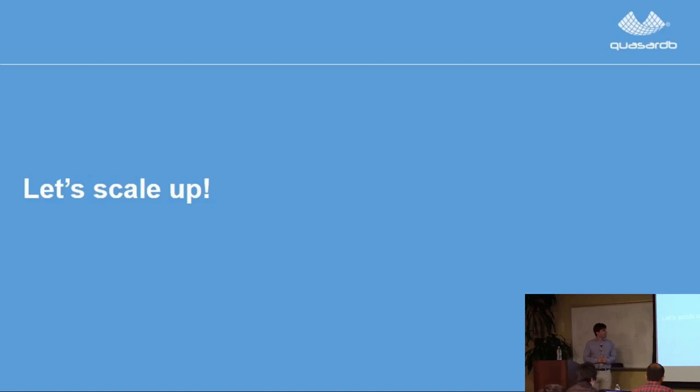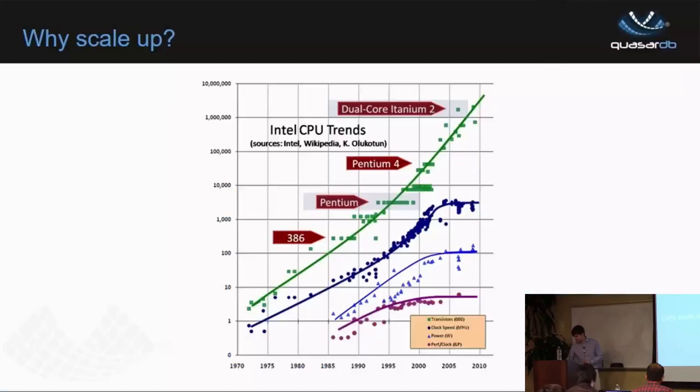Okay, so let's scale up. Why do we want to scale up? When I started to do software engineering, the only thing I had to do to have my software go faster was wait for Intel to give me a new processor. I would take the same program, exactly the same, and it would just go faster. It's been called, I think by Herb Sutter, the end of the free lunch.